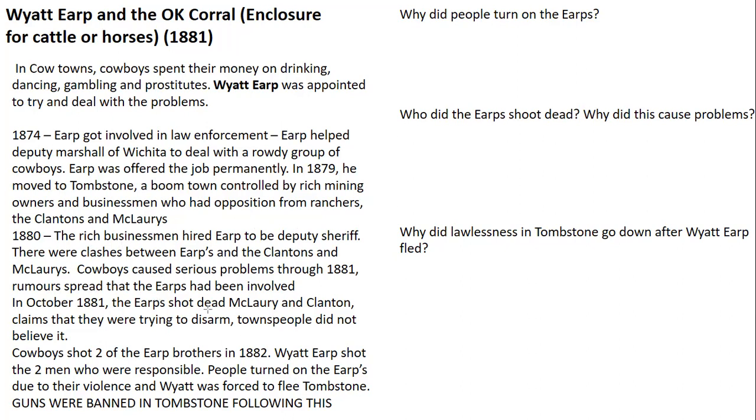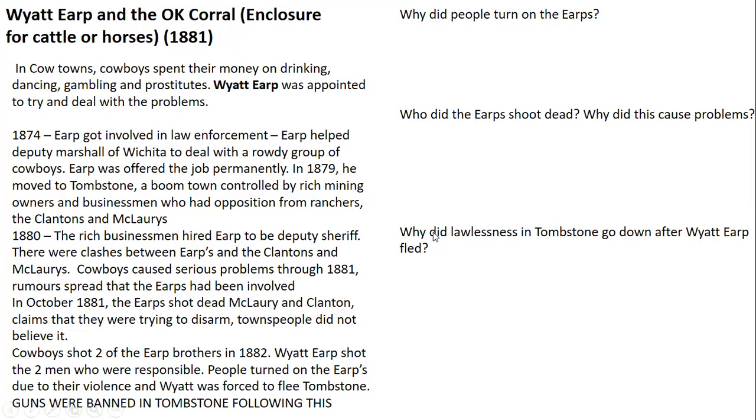In 1881, the Earps shot dead McClory and Clanton. They claimed they were trying to disarm the cowboys, but the townspeople did not believe it. So it shows again, people in power took advantage of their position. Cowboys shot 2 of the Earp brothers dead in 1882. Wyatt Earp shot 2 of the men who were responsible. So people turned on the Earps due to their violence, and Wyatt was forced to flee Tombstone. It just shows that even when people were trying to be appointed as someone who was trying to deal with law and order, the temptation of being swayed by the rich individuals was still there.